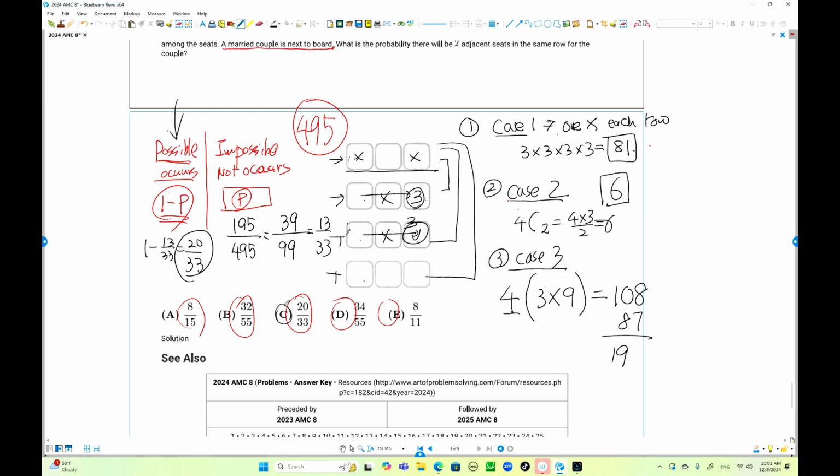So choice C is the answer. You can try other ways, but it takes too much time and is complicated.